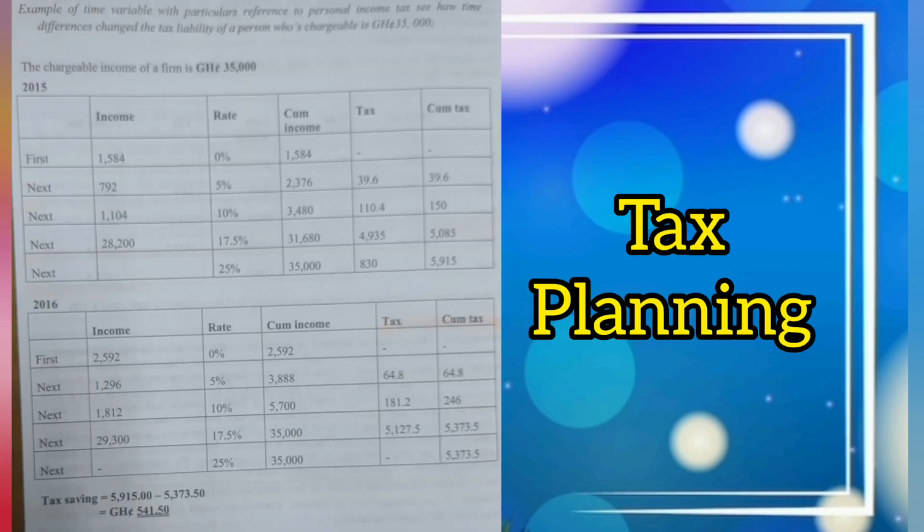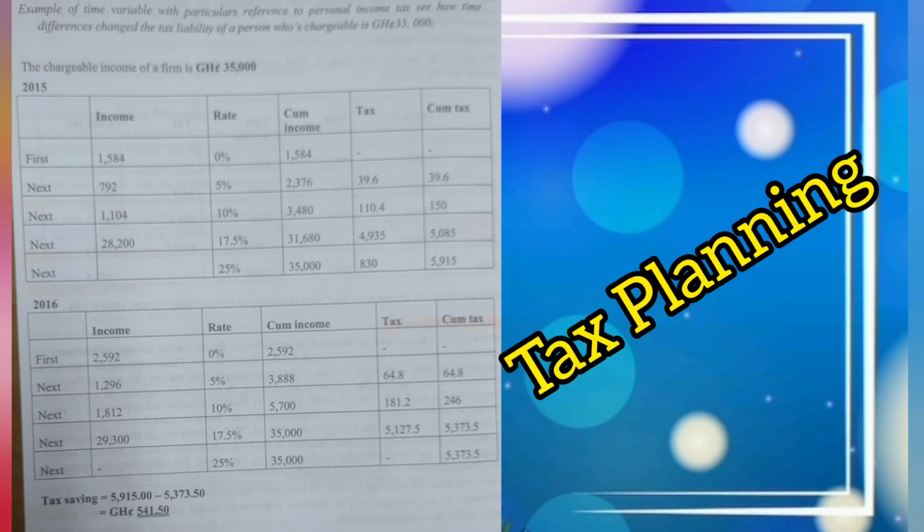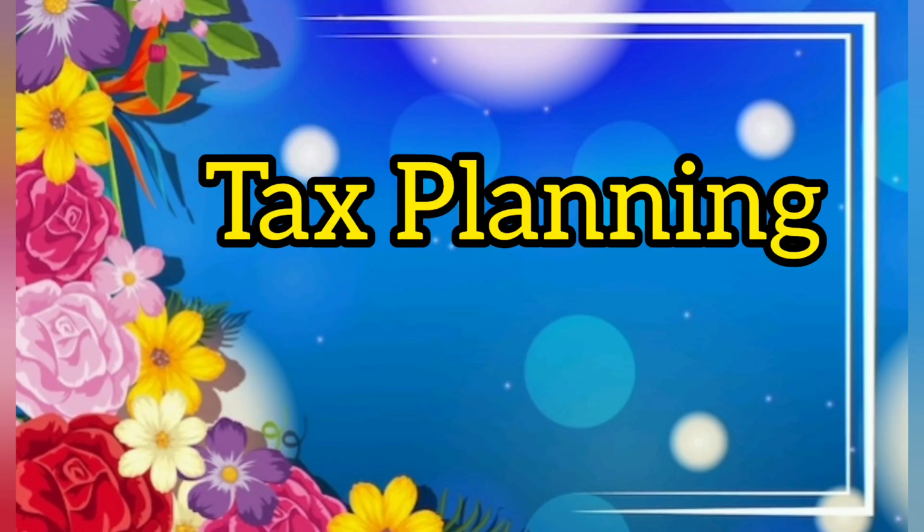So we have an example of a time variable with particulars referencing personal income tax to see how time differences change the tax liability of a person whose chargeable income was 35,000, for your perusal. This variation is attributable to time value of money. In present value terms, a cedi of tax paid in the current year costs more than a cedi of tax paid in the later years.